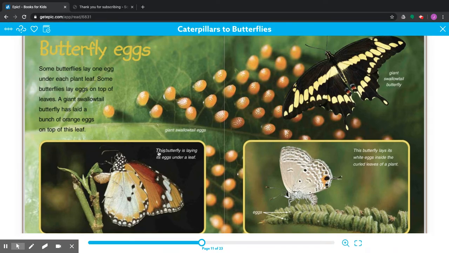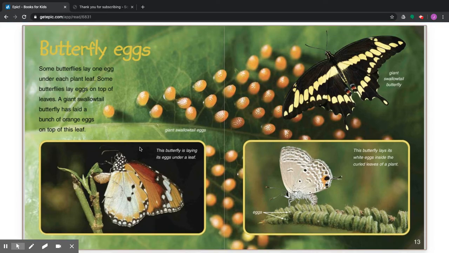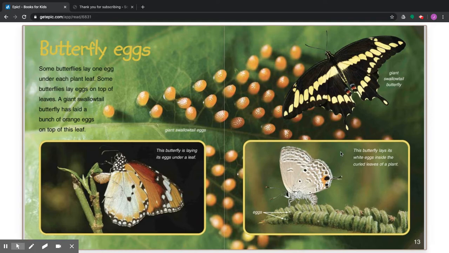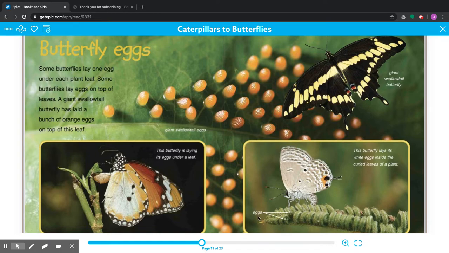And then this caption says this butterfly is laying its egg under a leaf. And then this caption says this butterfly lays its white eggs inside the curled leaves of a plant. And then this description right here, or label, shows the eggs right there. You can barely even see them, they're so small.